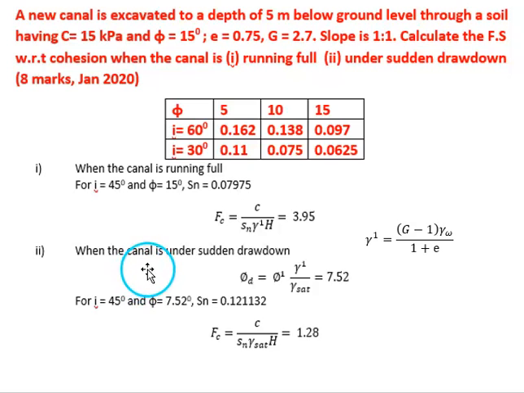Then in the second case, when the canal is under sudden drawdown, we have to find the submerged unit weight. From the void ratio and specific gravity, we can estimate the submerged and saturated unit weights. Then we can substitute in this equation and estimate the phi d value. Corresponding to this phi d value and this slope angle, we have to find the stability number from the chart. Then we can substitute in the equation of factor of safety and estimate the factor of safety.